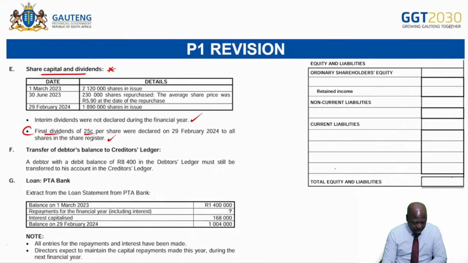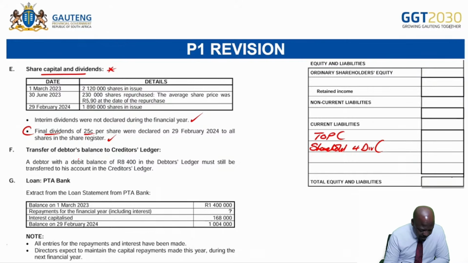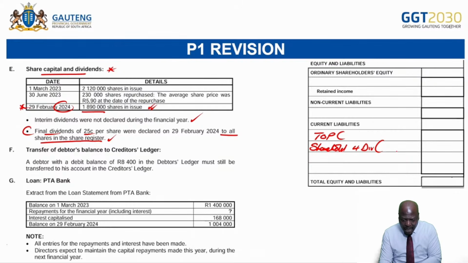Shareholders for dividends. So I know the first thing I'm going to come here with is trade and other payables. And after that, I can bring my shareholders for dividends. I'm going to open my bracket. How many shares do I give these final dividends to? It is given to all shares in the share register. And according to 29 February 2024, I have 1,890,000 shares in issue. So I'm going to take those and say 1,890,000 multiplied by 25 cents.